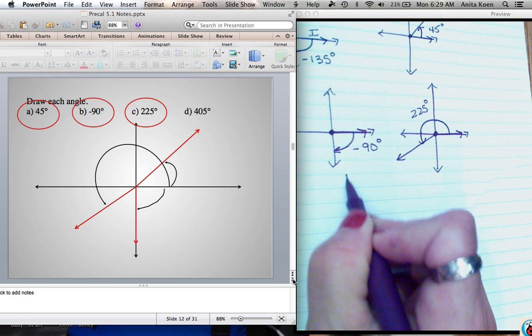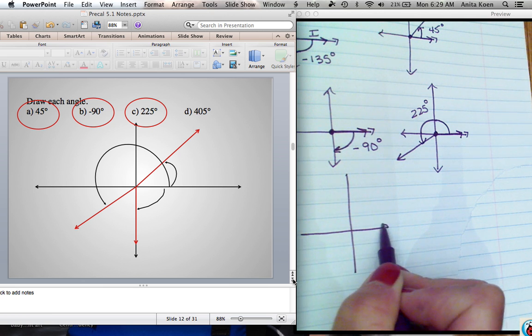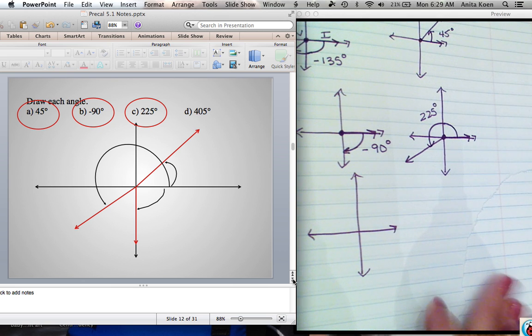Now what I want you to do is pause this video, and I want you to try to draw a 405-degree angle. See what you can do with that. I'm going to go ahead and draw my axis here, and at this point I'd like for you to pause the video, and then after you've drawn your angle of 405 degrees, I'd like for you to come back and check to see if you did it correctly.